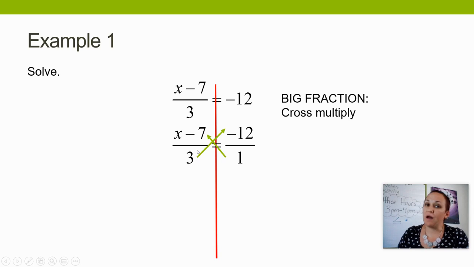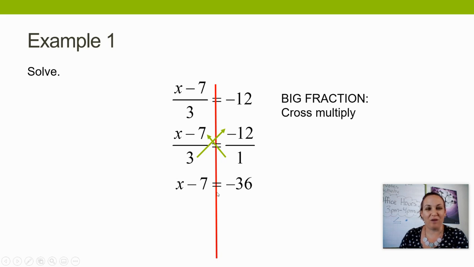And we start from the bottom of the other fraction. We go diagonally through the equal sign. And so on the right-hand side, I will be multiplying the 3 with the -12. Again, I multiplied this 1 times the x minus 7, and 1 times anything stays the same. So this stayed x minus 7. I brought down my equal sign, and then I multiplied this 3 times this -12, and 3 times -12 is -36.